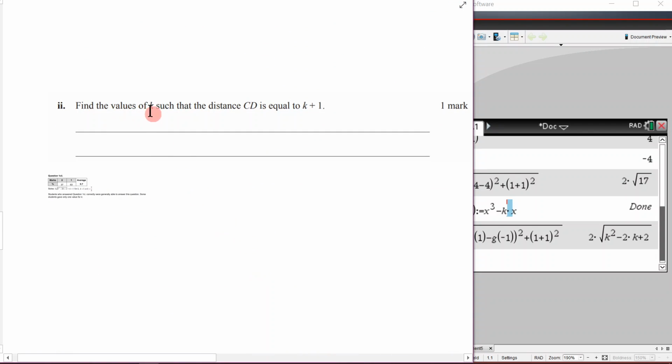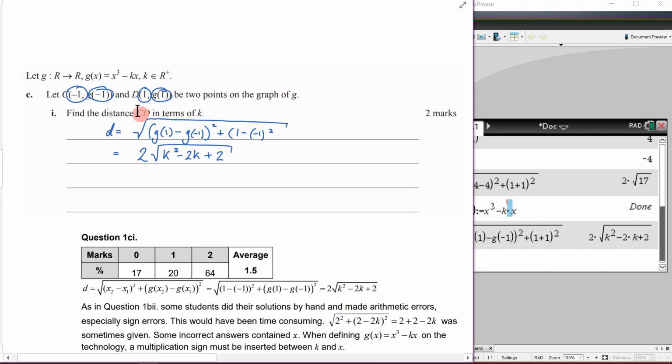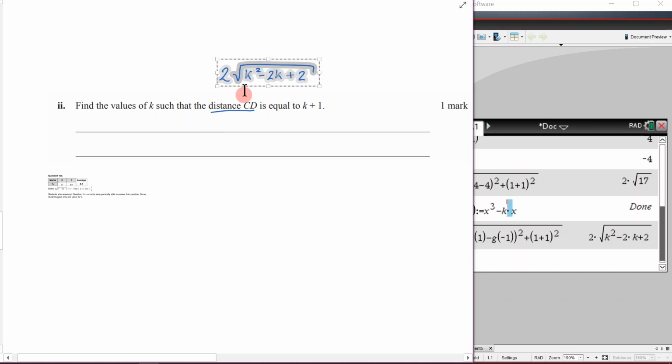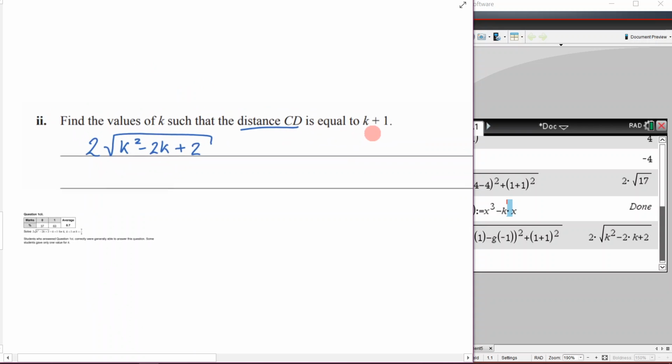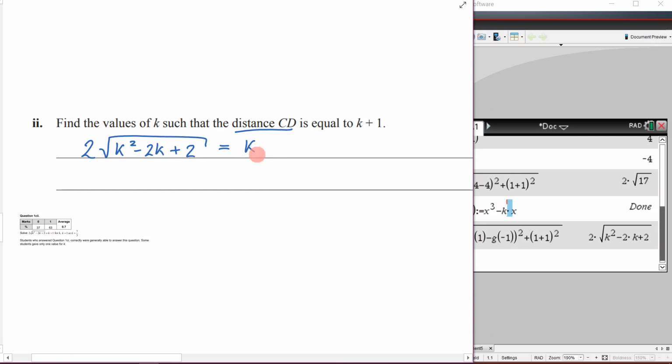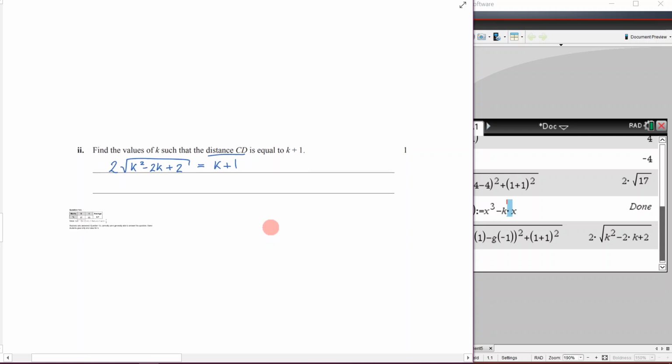Here it says find the values of k such that the distance CD is equal to k plus 1. Well, what is the distance CD? Well, we found that just here. The distance CD is given by this right here. So if I just steal this for a second, Control C, come down here, now that is the distance CD. And what we're trying to find is when it's equal to k plus 1. So I'm going to set that equal to k plus 1, and I'm going to solve it for k.